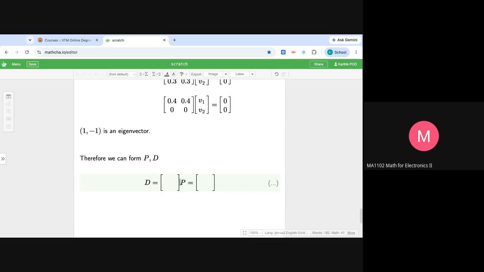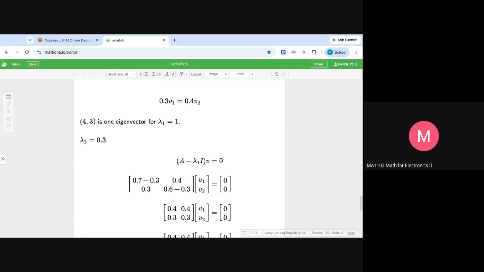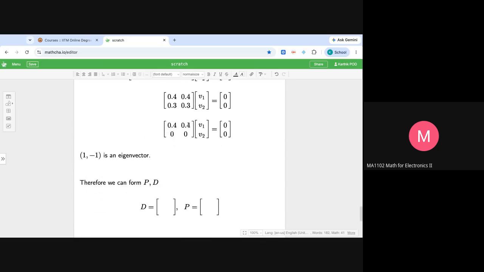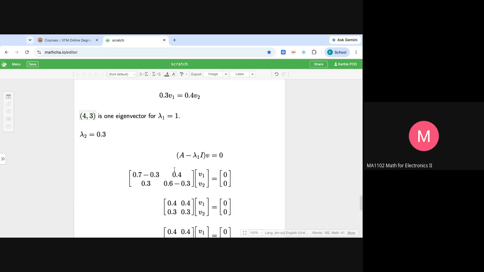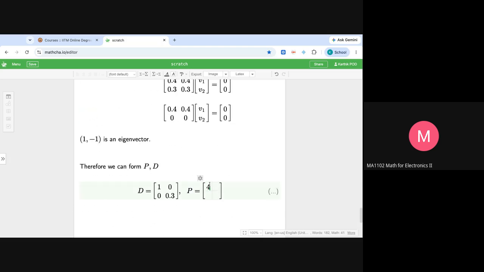The diagonal matrix will have, it's usually a practice to have the larger eigenvalue first. So 1 in the first diagonal entry and 0.3 as the second one. It's not a rule, so you can also swap them, but usually the larger one goes here. Then we'll just follow that. So 4 comma 3 is the first column and 1 comma minus 1 is the second column.